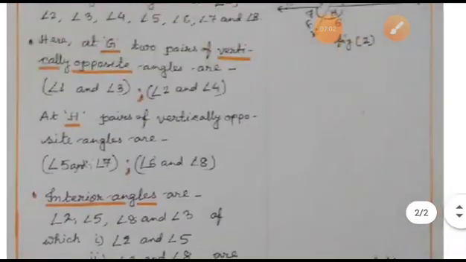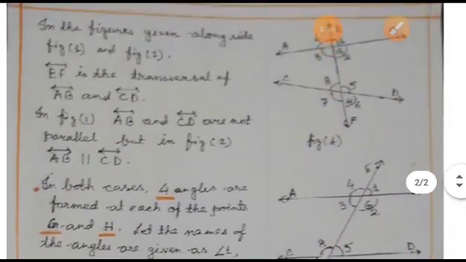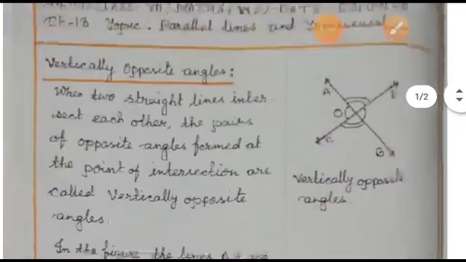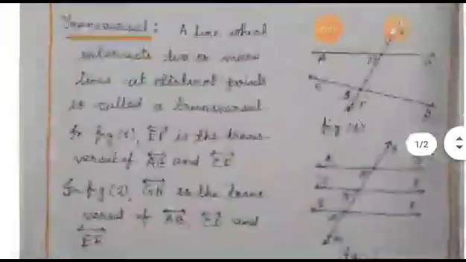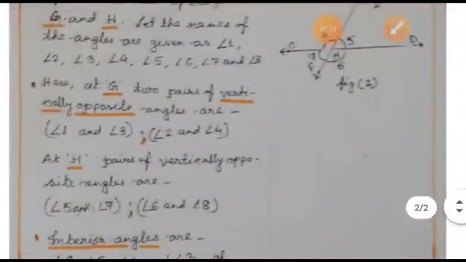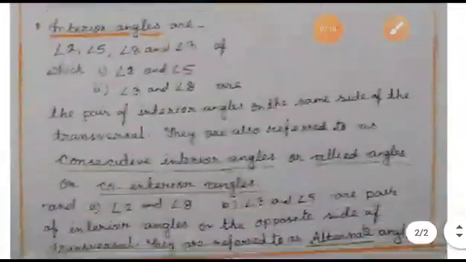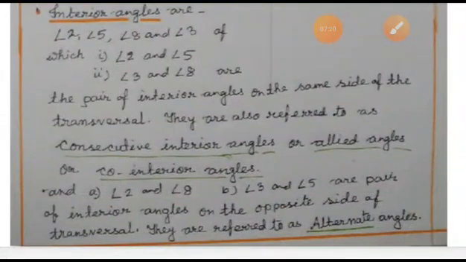So I hope you understood the types of angles. We have studied about the transversal, vertically opposite angles, then interior angles and alternate angles. Okay children.